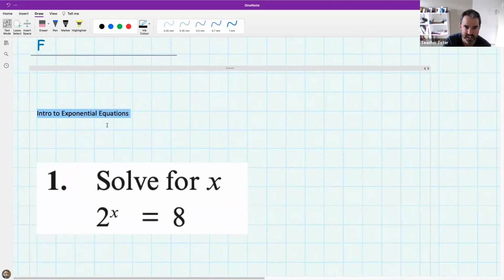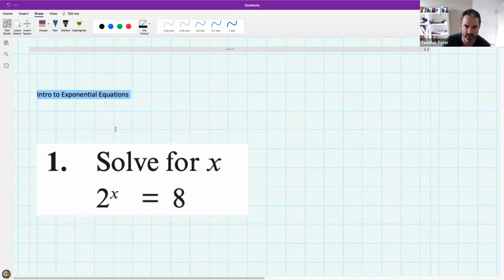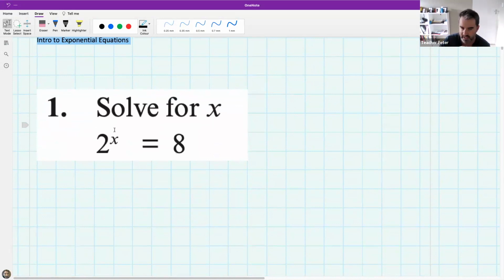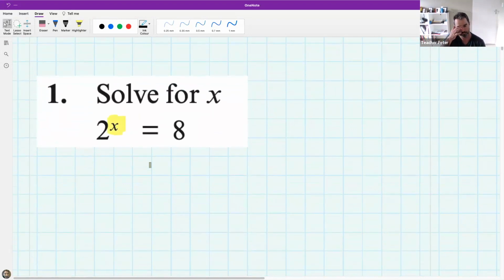Well, the focus today is exponential equations. And I want to start today by saying, look, what makes this an exponential equation? It's the fact that the exponent is a variable. So what is the answer for that first question? Pop it in the chat. And let me know what is the answer to that first exponential equation.